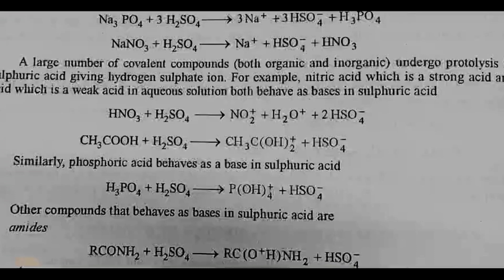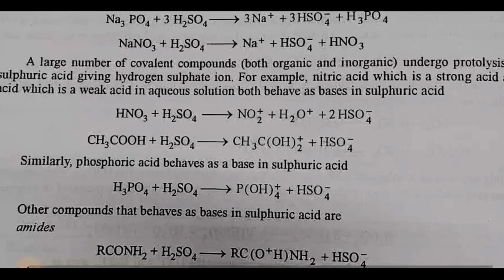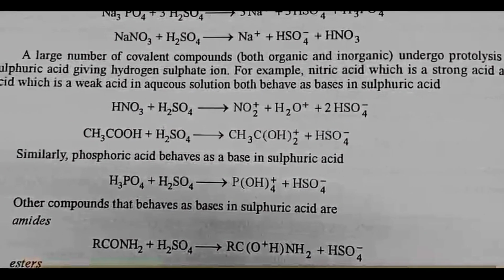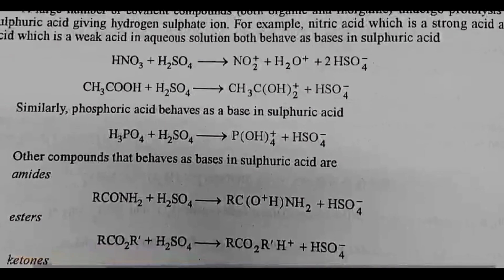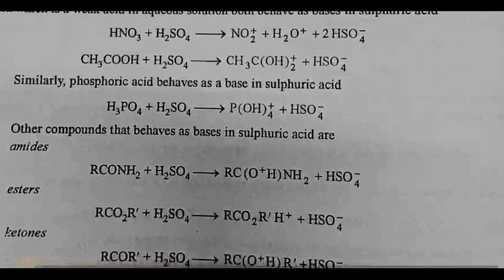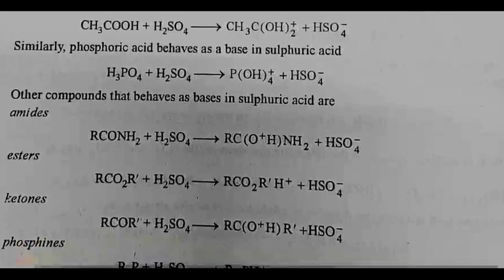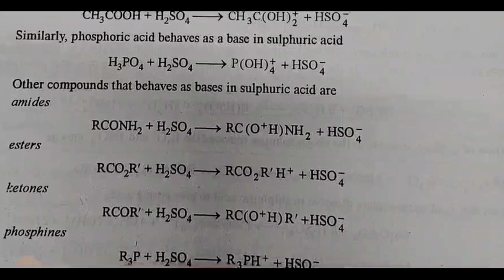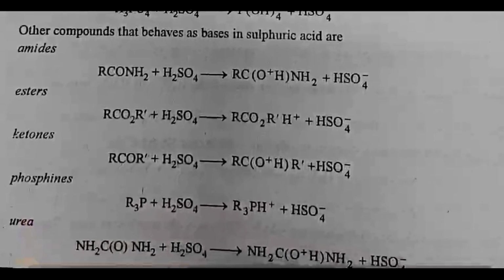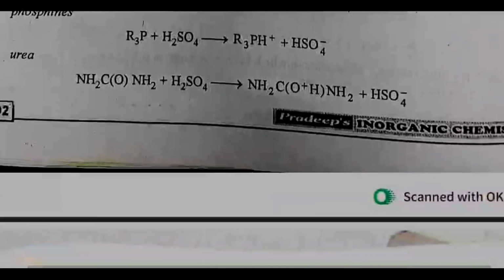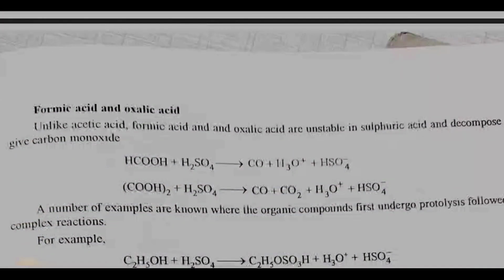A large number of covalent compounds, both organic and inorganic, undergo protolysis in 100% sulfuric acid, giving the hydrogen sulfate ion. For example, nitric acid, which is a strong acid, and acetic acid, which is a weak acid, in aqueous solution both behave as bases in sulfuric acid. HNO3 + 2H2SO4 ⇌ NO2+ + H3O+ + 2HSO4−. Similarly, phosphoric acid behaves as a base in sulfuric acid. H3PO4 + H2SO4 ⇌ P(OH)4+ + HSO4−. Other compounds that behave as bases in sulfuric acid are amides, esters, ketones, phosphines, urea, formic acid, and oxalic acid.